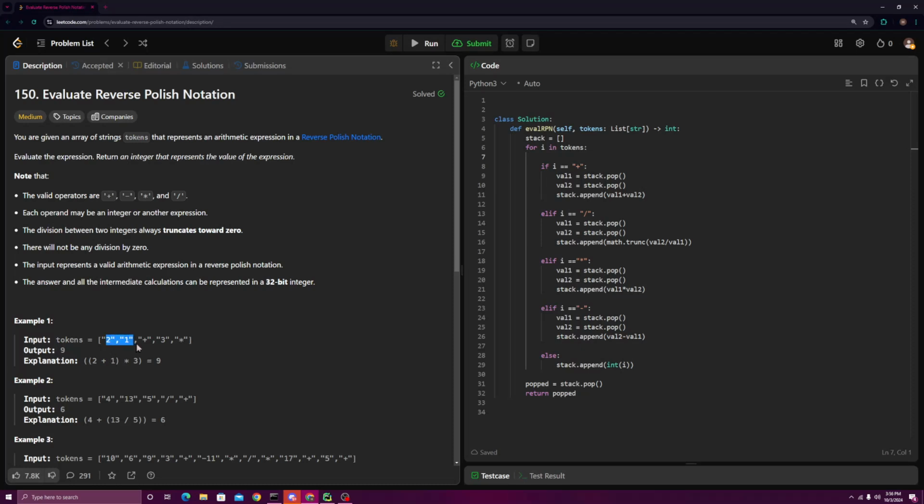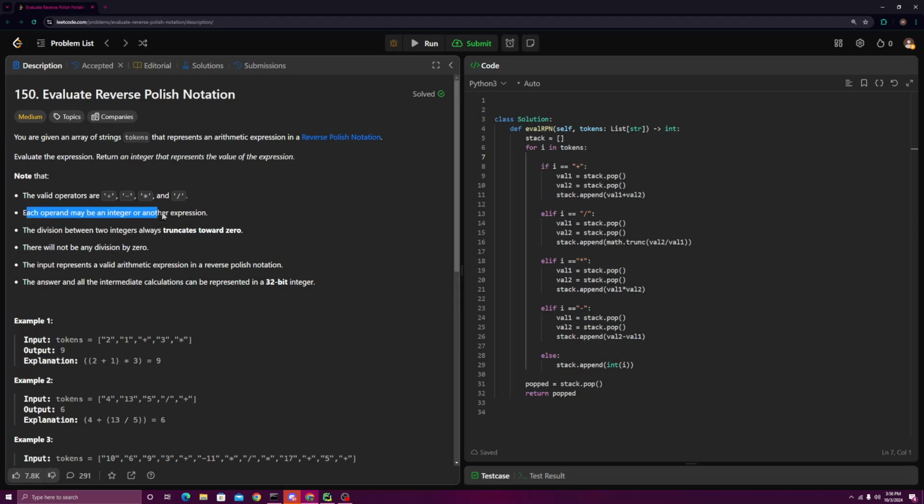For example, here we have 2, 1, plus, 3, and times. So you have 2 and 1 and plus, which evaluates to 2 plus 1, and then you have the 3 times. So pretty much you evaluate this and then multiply it by 3. The operators always come after the numbers. In this other case, you have a division operator, so you have 13 divided by 5, and then you add the outcome of that to 4, which comes out to 6. The valid operators are plus, minus, multiplication, and division.